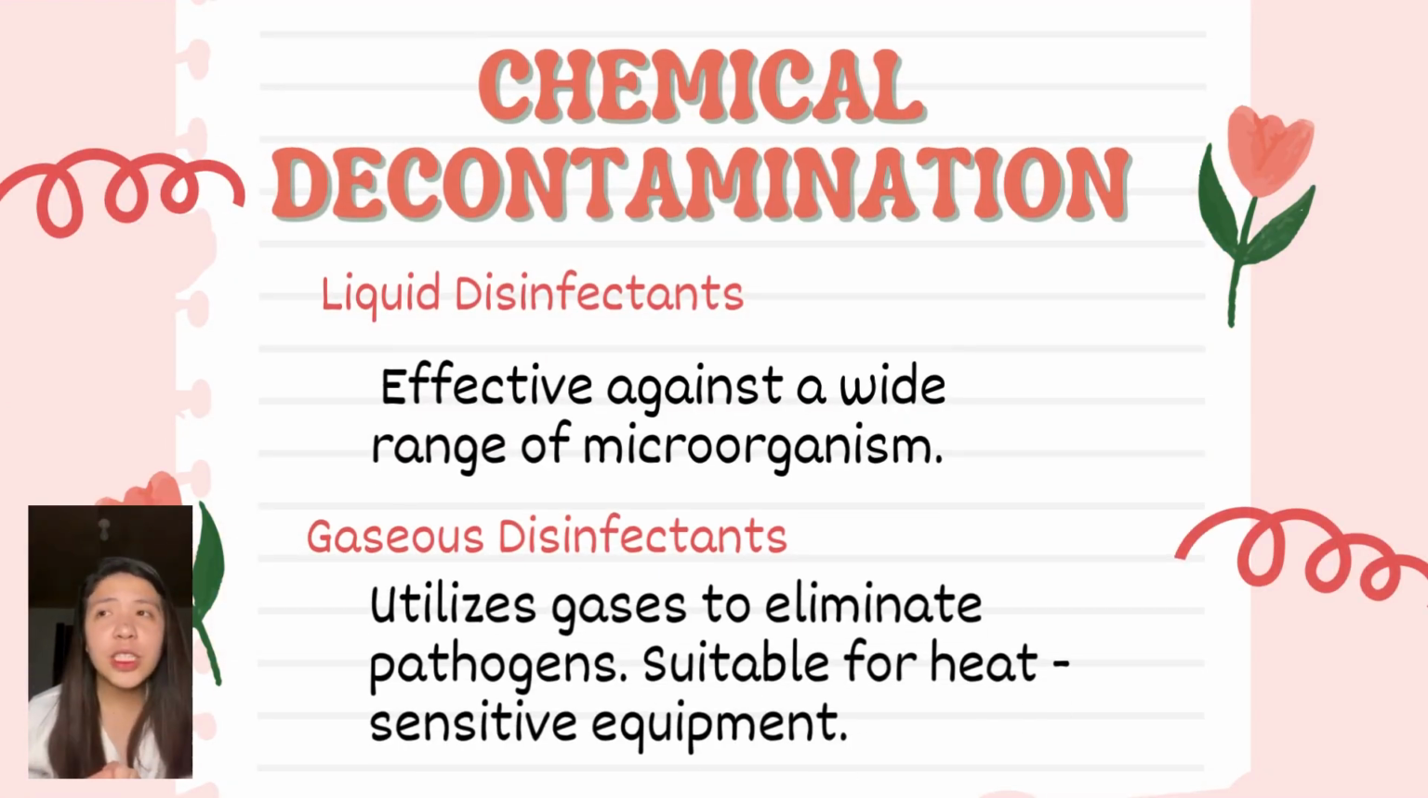So let's discuss chemical decontamination. Under chemical decontamination, there are two types: liquid disinfectant and gaseous disinfectant. Liquid disinfectant is effective against a wide range of microorganisms, while gaseous disinfectant utilizes gases to eliminate pathogens. It is suitable for heat-sensitive equipment.